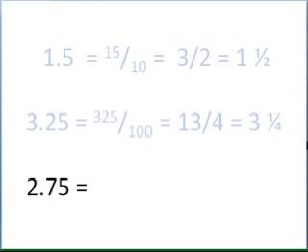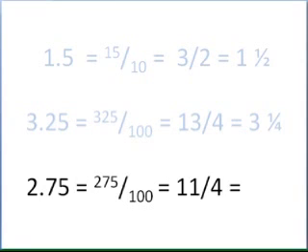Another example, we have 2.75. Our numerator is 275, and our denominator has 2 zeros, and that's 100. That is the same thing as 11/4, and 11/4 is 2 3/4. 2 3/4 is equal to 2.75.